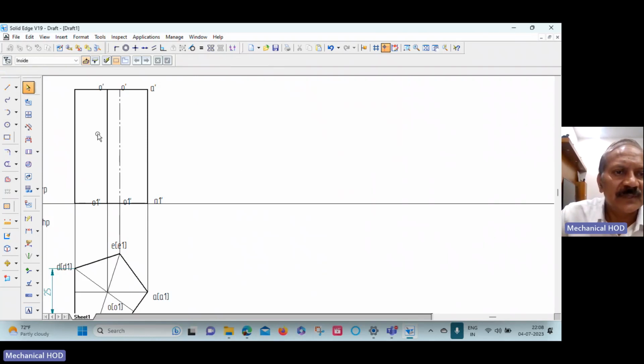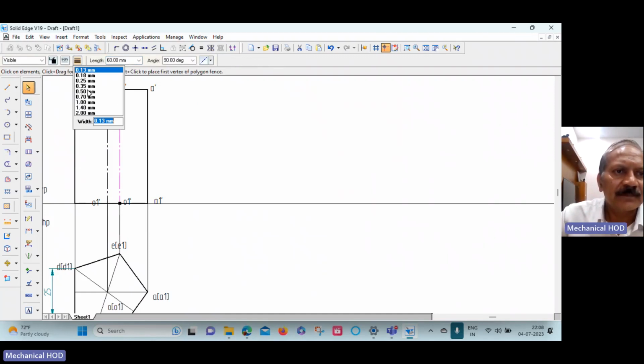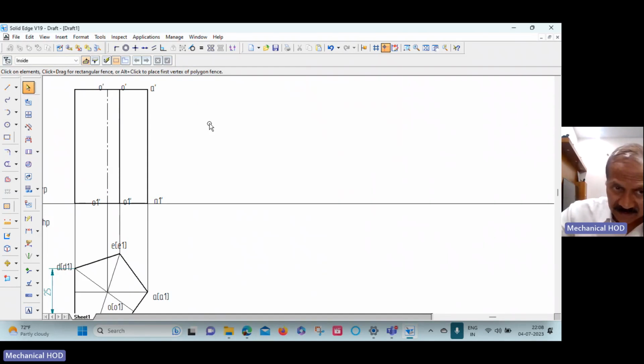So this should be a thin line and chain line. This is the axis actually. And this should be a dark line and continuous line. This is not the interchange of them. Now naming, A1.